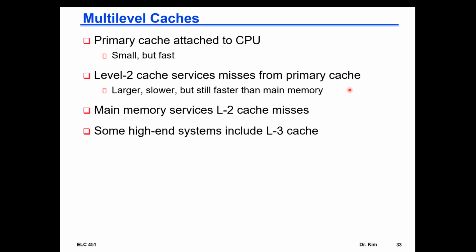So level 2 is going to be faster than DRAM, so we put it there, but it's going to be slower than level 1 because it's going to be larger. And then you can have a level 3 that is larger than level 2 and yet faster than DRAM, and then finally the DRAM. So that's the concept behind multi-level caches, and again, the norm these days is at least 2 levels.